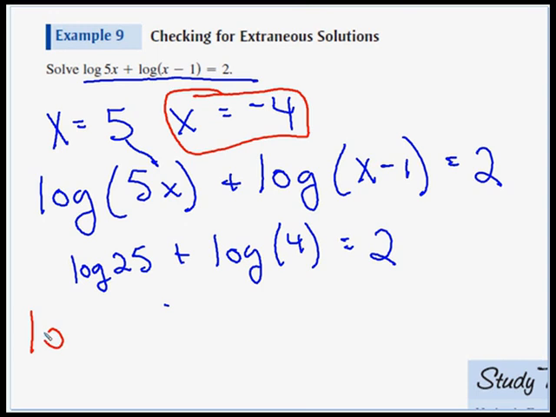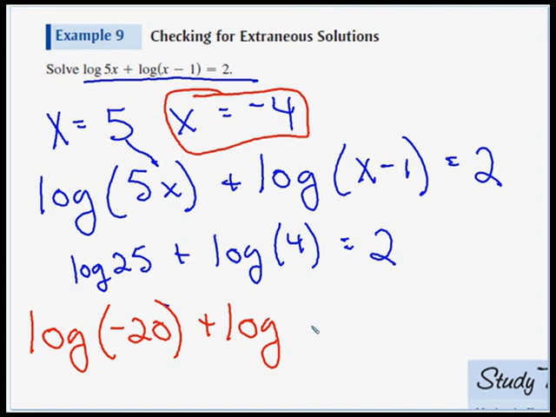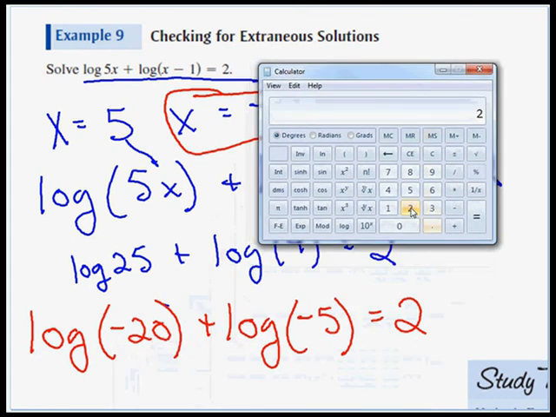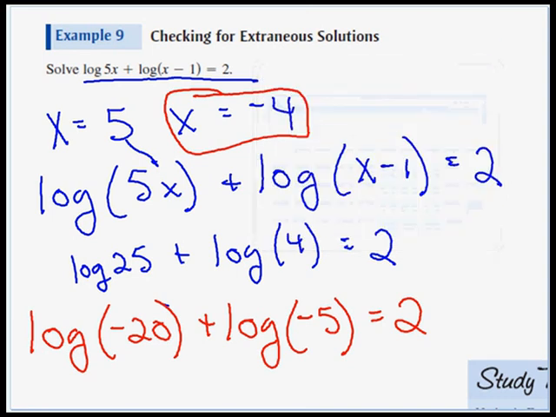Let's see what happens when we plug in the other answer we got, negative 4. So we'll have the log of 5 times negative 4, which is negative 20. Uh-oh, that should send up a red flag. Plus the log of negative 4 minus 1, which is negative 5. Ooh, another red flag. Does that equal 2? Well, let's see. Log of negative 20: invalid input. Cannot take the log of a negative number, and we're doing that twice in here. So through the exponentiation process, we do have an extraneous solution. We can't take the log of a negative number, so that negative 4 is our extraneous solution.